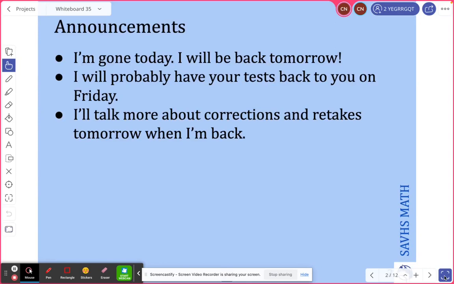So here we go. I'm gone. I'll be back tomorrow. My wife and I are closing on our house, so we are officially going to be homeowners, which is very exciting. I will most likely have your tests back to you on Friday. I just have a busy week, so I'm going to try to be a little bit forgiving for myself and give myself a couple days to get you your tests back. Sorry that it's not immediate, but you'll be all right. We're going to talk a little bit more in the future about what corrections and retakes look like when I get back. So bear with me on that.